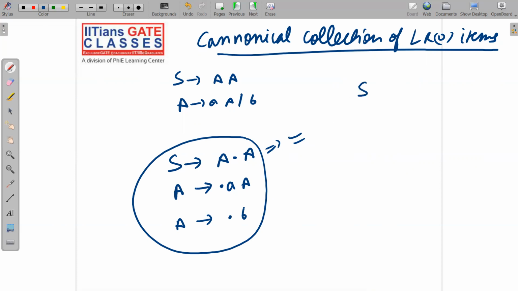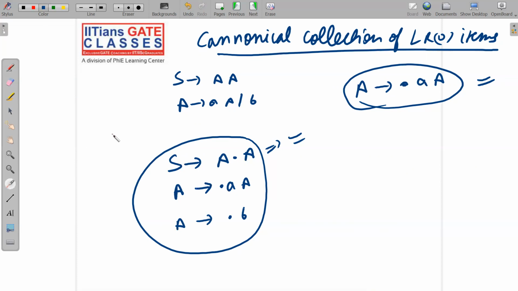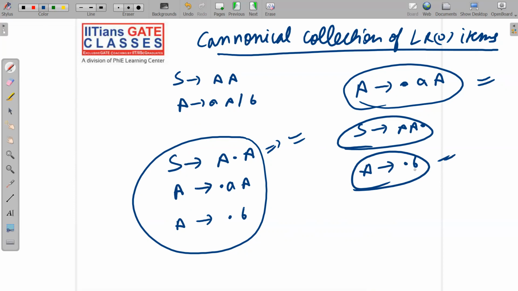Let me show you another example. Let me take A goes to dot a, according to the grammar. Is this a canonical collection of LR0 items? Yes, 100% it is. Why? The dot is present in the beginning of small a, and from small a we cannot have any production because this is a terminal. What about A goes to dot b? Yes, this is also a canonical collection, and in fact it is a final item also, no problem.